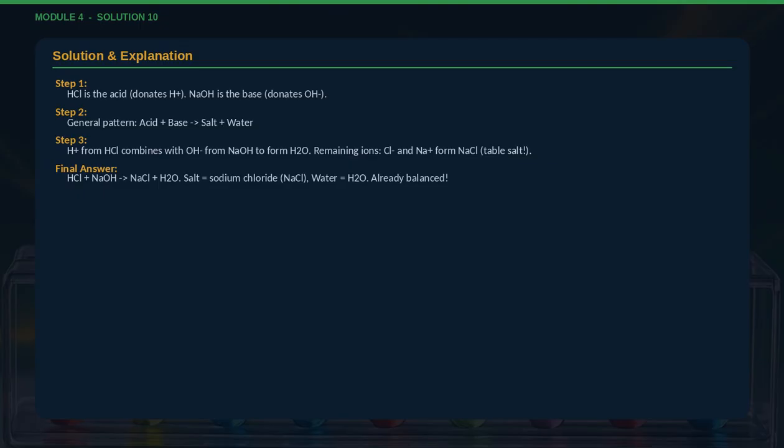The H+ and OH- combine to form water, H2O. The remaining ions, Na+ and Cl-, form sodium chloride, NaCl, which is common table salt. The balanced equation is HCl plus NaOH yields NaCl plus H2O.